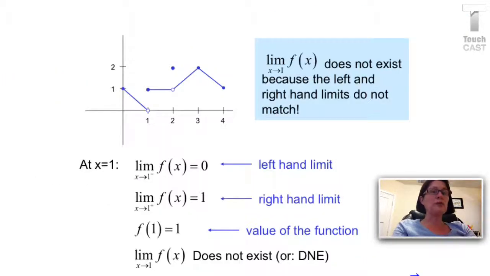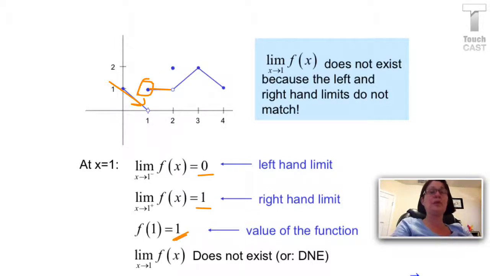When x equals 1, I can talk about the limit as x approaches 1 from the left. I'm approaching that open circle where y equals 0. I can talk about the limit as x approaches 1 from the right. I'm approaching that point at (1, 1), so the y value is 1. The actual colored in dot is at (1, 1), so the y value is 1.